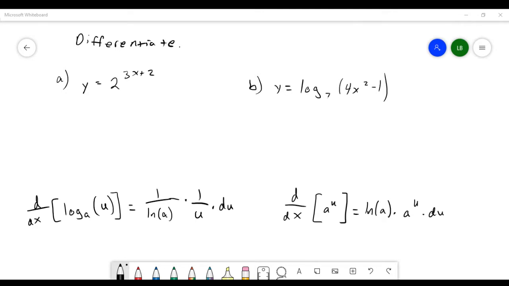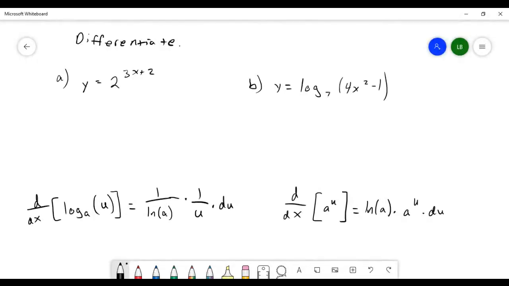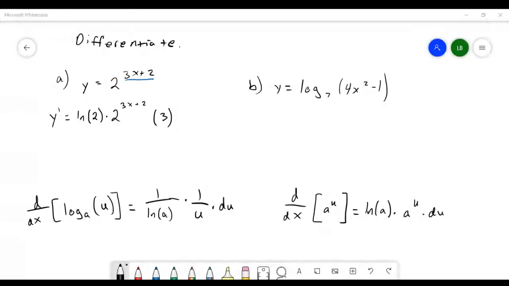All right, did you get it? 2 to the 3x plus 2 times 3 times the natural log of 2. Perfect. Remember, we can just use our standard rule. In this case, 3x plus 2 is our u portion. So our first derivative is the natural log of our base 2 times our original function times the derivative of the exponent. So you're exactly right. What about for b?